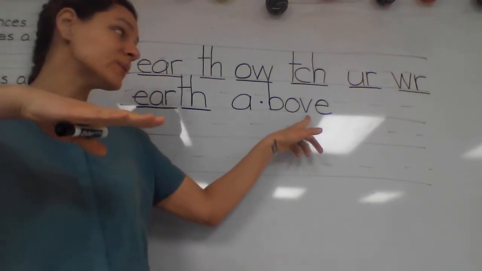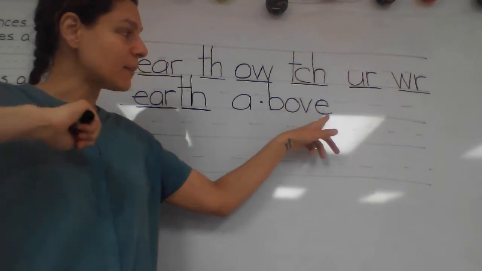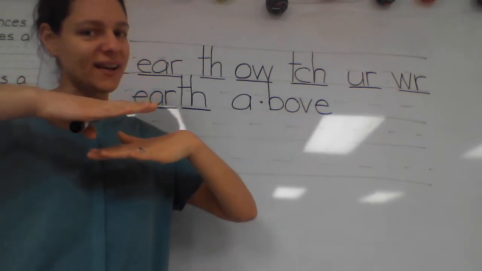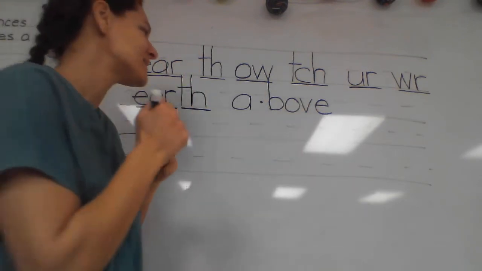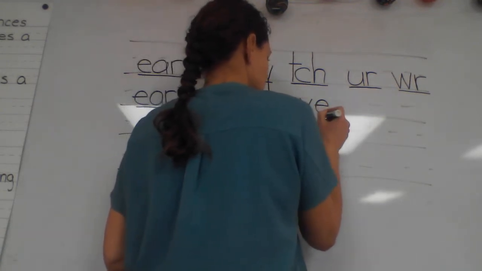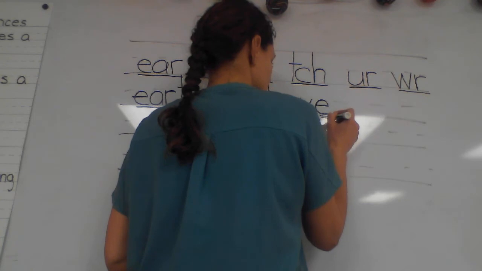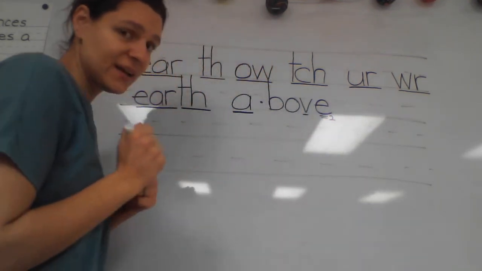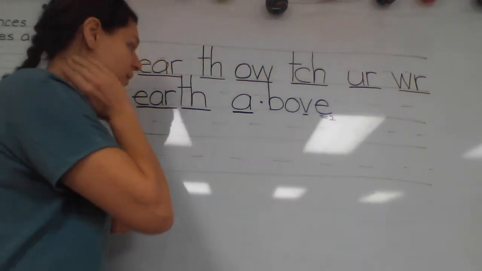Good. Anything that goes with that silent final E gets underlined. How about this one? Good. And a 2 next to it. Pick up your pencil. All right, class, let's read our word.